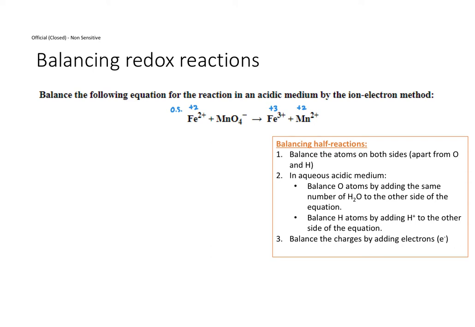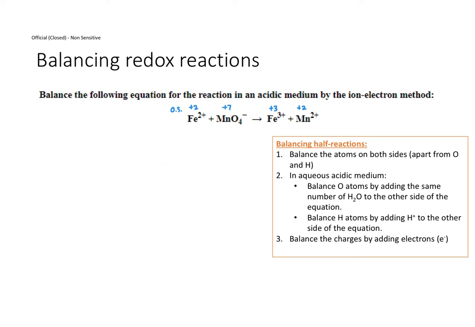For MnO4-, we'll have to calculate the oxidation state of Mn. So let's say for Mn, since we don't know the oxidation state, let's write it as X. For oxygen, the oxidation state is -2, and there are 4 oxygens, so X plus 4 times -2 equals the total charge of the ion, and that's -1 for MnO4-. So from there, we can calculate that X equals +7. So let's write the oxidation state of Mn over here, +7.